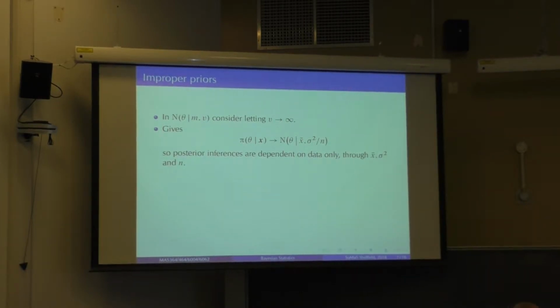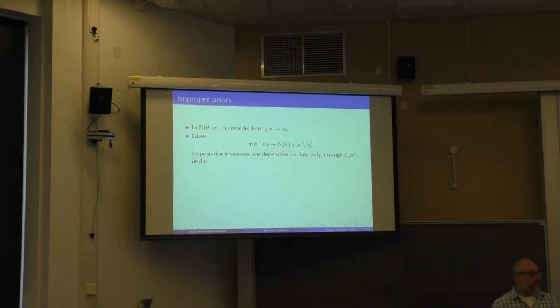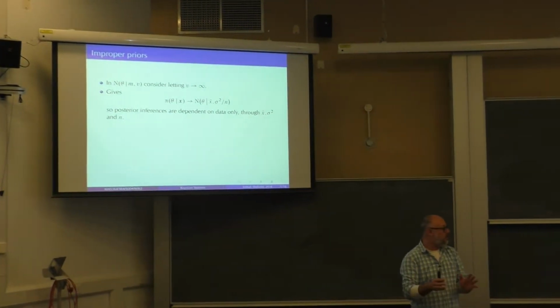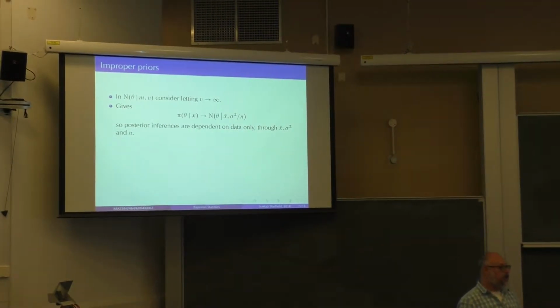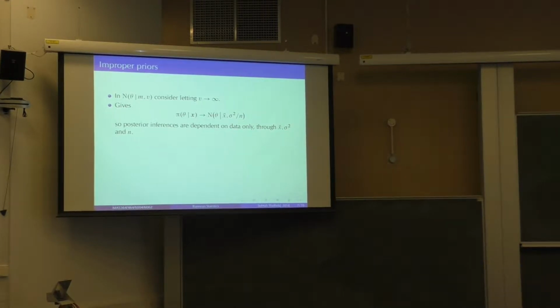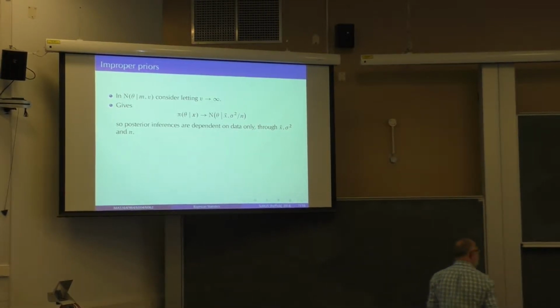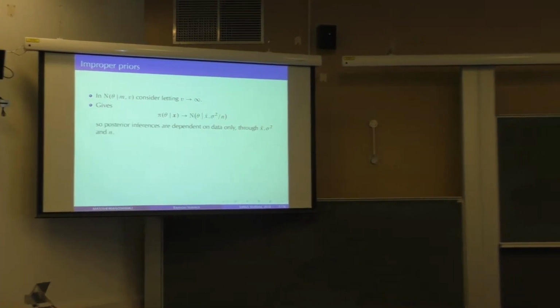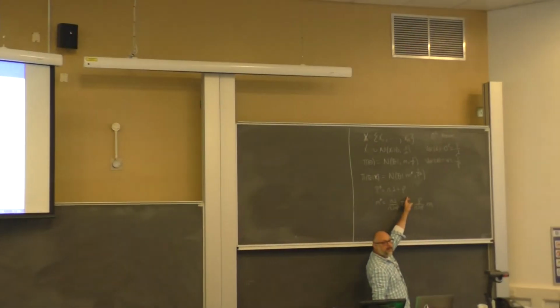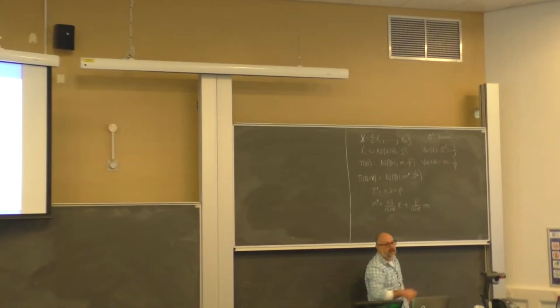So what would happen if we wanted to convey as little information in our prior as we could? Okay. So information is related to variability. The greater the variability, the smaller the information, right? So if we want to have very small information in our prior, then we want to make P as small as possible or V as large as possible, right?